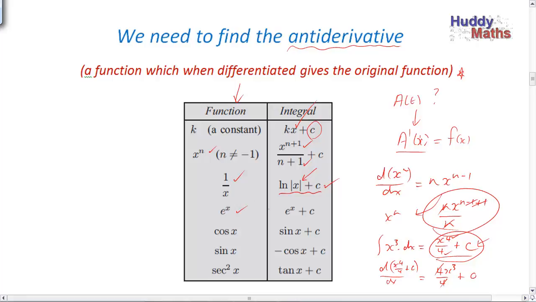What about e to the x? Well, we know the derivative of e to the x is itself. So reversing it is just itself. That's an easy one. What when differentiated gives cos? It's sine. What when differentiated gives sine? Well, cos gives minus sine. So you would need neg cos to give plus sine.